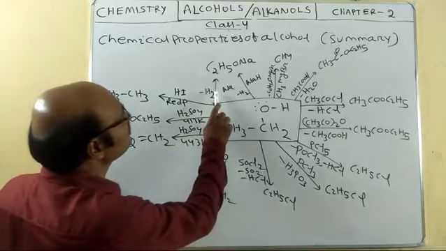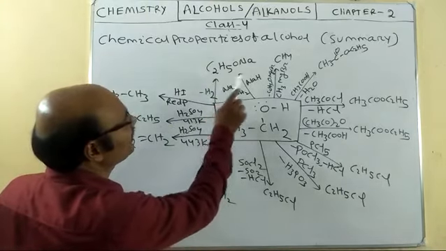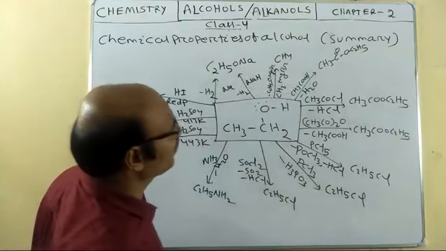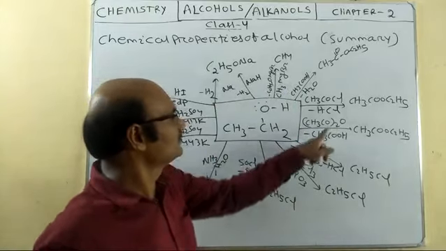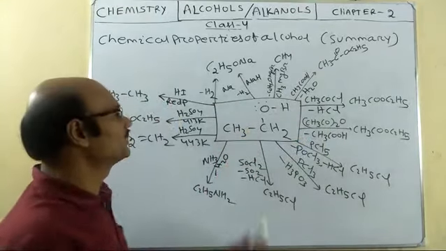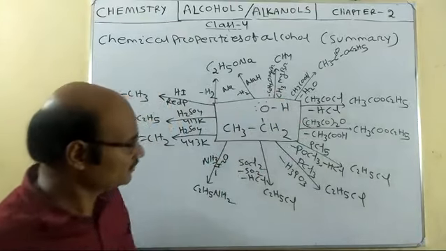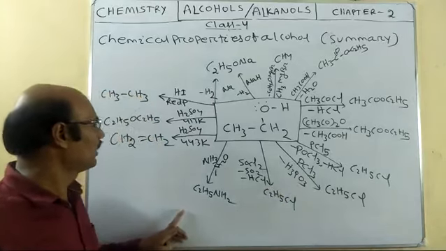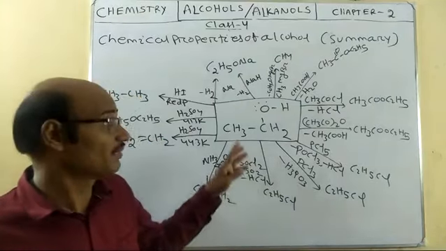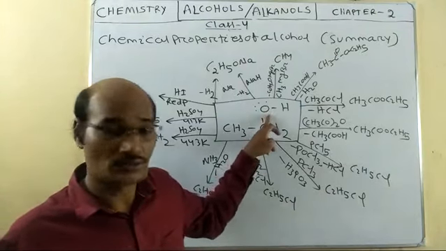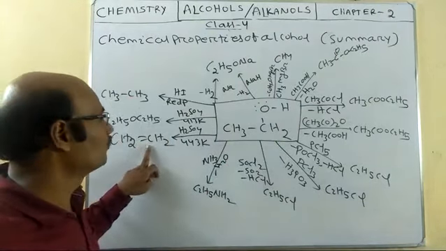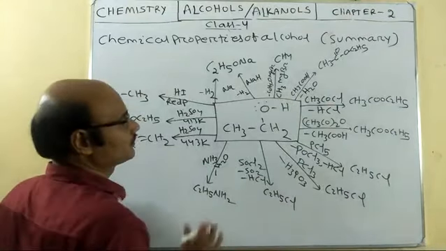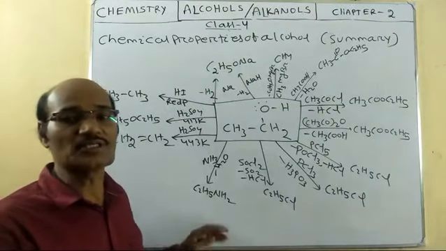The reactions with Na, NaH, CH3MgBr, CH3COOH, CH3COCl, (CH3CO)2O are reactions involving breaking of the OH bond. Whereas the reactions with PCl5, PCl3, SOCl2, ammonia are reactions involving breaking of the C-O bond. And the remaining reactions involve both the alkyl and the OH group. So this is about the total chemical properties of alcohol.